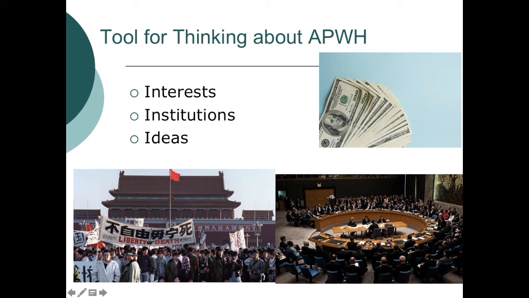So the first thing I wanted to introduce to you is a tool that we will use to become more analytical in Unit 9, and then when we start reviewing Units 1 through 6, to also become more analytical in Units 1 through 6. So obviously AP World History is all about changes and connections and understanding and explaining complex events. So one tool that we can use to kind of understand and explain events in AP World History is the Interests, Institutions, and Ideas tool.